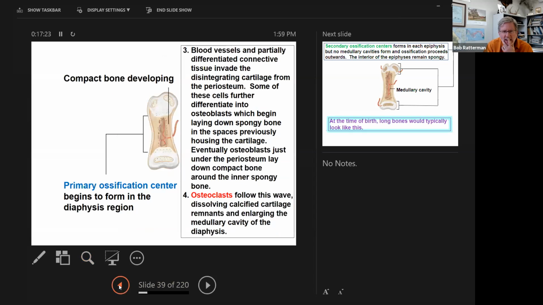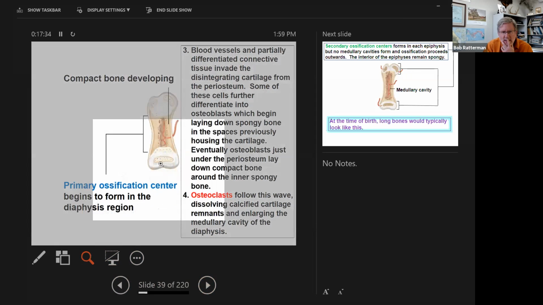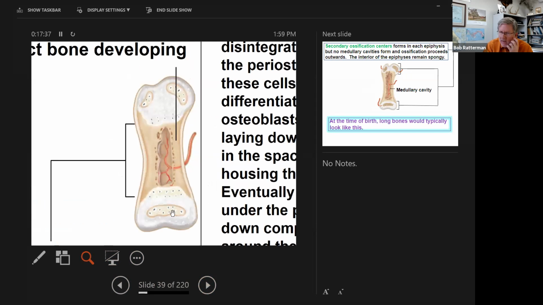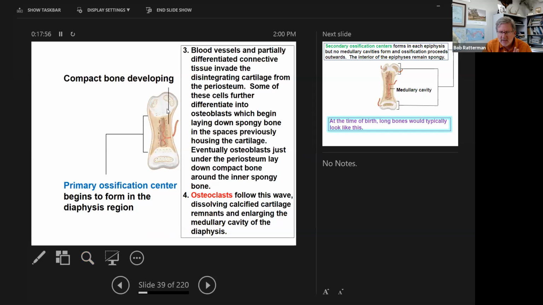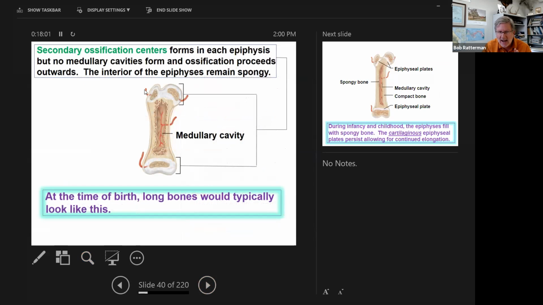Well, if I go back a slide, what's going on here? That same process is taking place here and here. This is the enlargement of the chondrocytes. This is the eventual calcification of the matrix, death of the chondrocytes, and invasion of osteoblasts to start laying down bone. That same process begins now in the epiphysis regions. And we form what are referred to as secondary ossification centers.